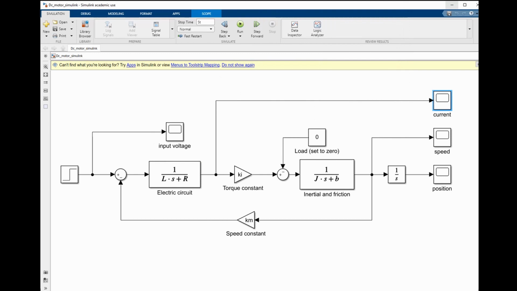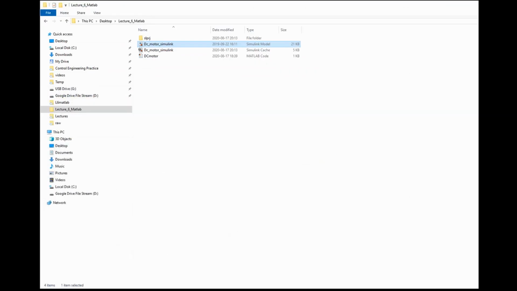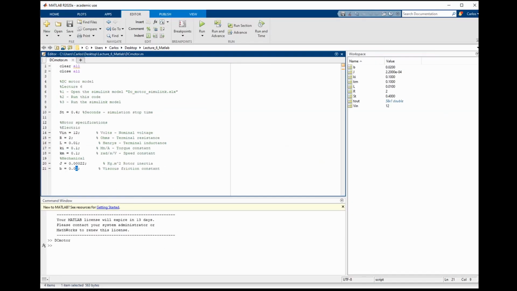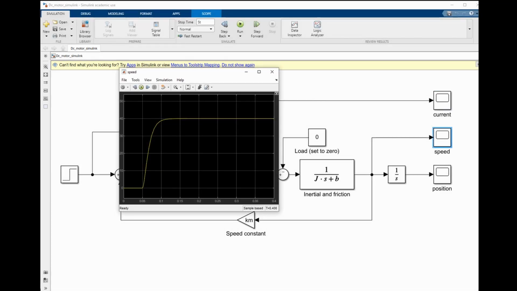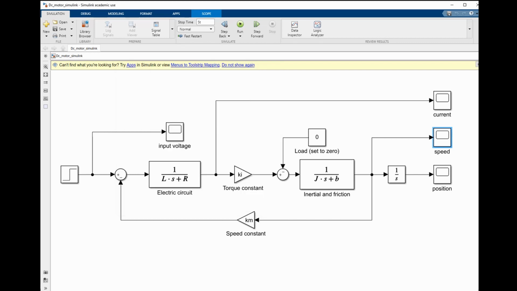If you now wish to change the parameters in this model, we can go back to the MATLAB file and change one of them. Let's change the viscous friction coefficient. Run the code again and run the Simulink code one more time. Let's look at the speed. We can see now that as we decrease the viscous friction coefficient by a factor of 2, the maximum speed is increased. We can now evaluate the influence of any of these parameters in the time response of the motor by simply changing these values in MATLAB.